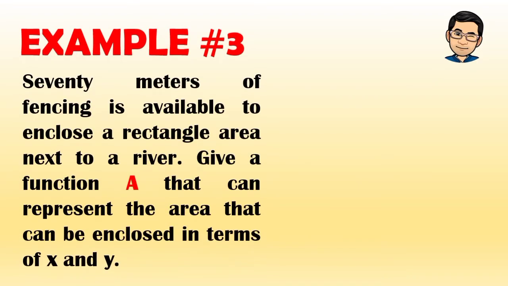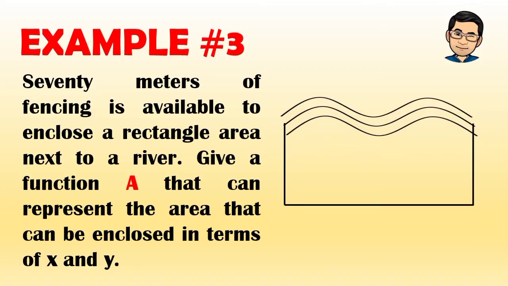Let's have example number 3. 70 meters of fencing is available to enclose a rectangular area next to a river. Give a function a that can represent the area that can be enclosed in terms of x and y. So dito, gagamit tayo ng illustration. So ito yung illustration niya. So kung makikita nyo, yung fence niya is in a form of rectangle. And then dito sa portion na to, wala siya kasi ito na yung mismong river. So 70 meters lang daw yung available. And then, yung mga dimension niya, ito. So, ito yung x and then y.